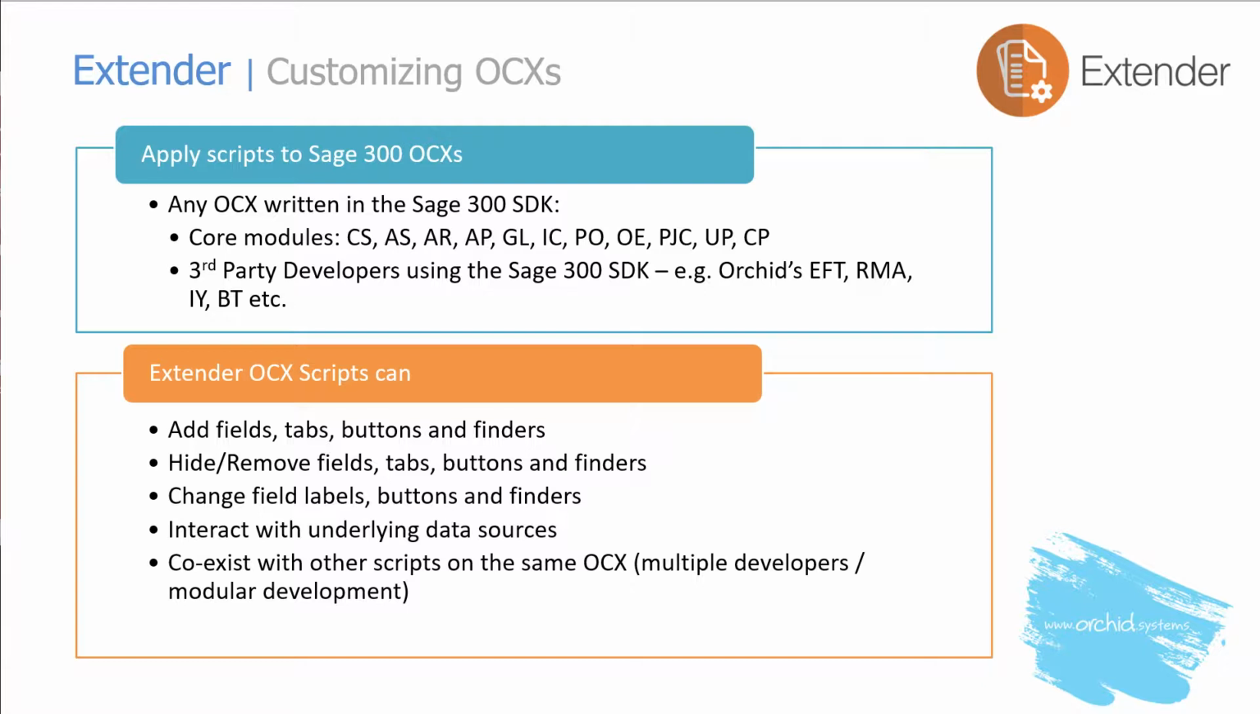With Extender scripts, you can add fields and tabs and buttons and finders to an OCX. You can hide or remove fields, tabs, buttons, and finders as well. You can change field labels, button labels, and finders, and you can change the way buttons or finders work. And you can also interact with the underlying data source.